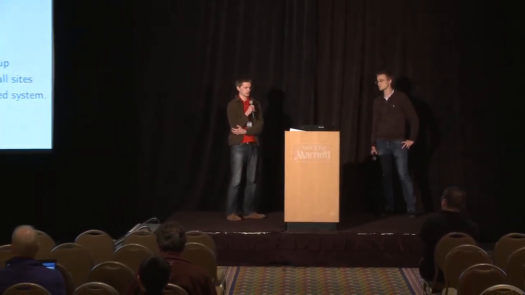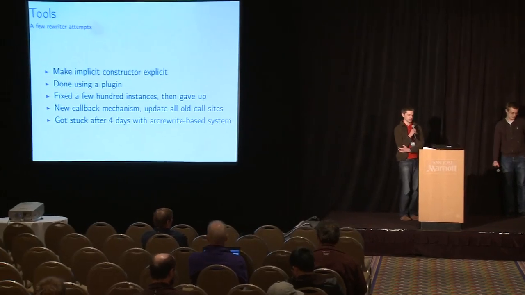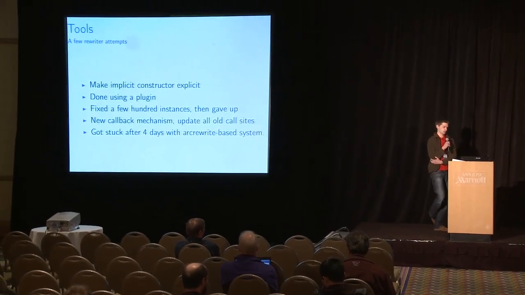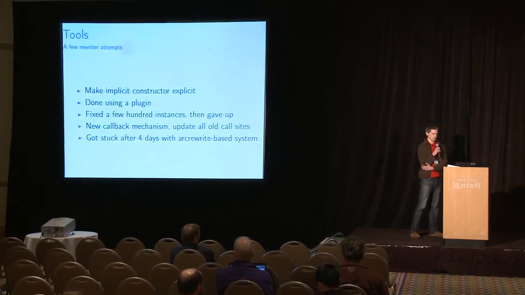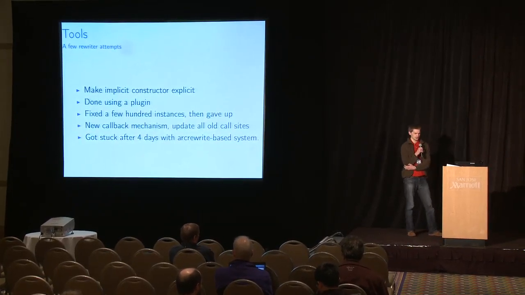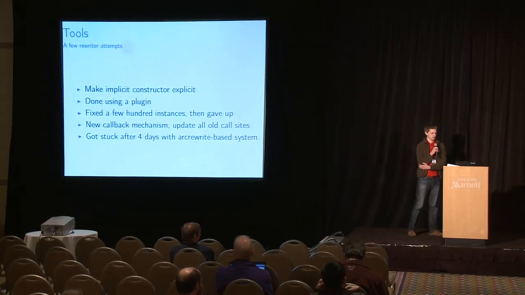Right. So these plugins both looked at the code and issued warnings, but we also wanted to do rewrites. For instance, we had this smart pointer class, and we wanted to replace all the implicit constructor calls and make them explicit. We figured this should be pretty easy to do with a plugin. And it worked well at first. We fixed a couple of hundred instances, but then we ran into trouble and eventually had to give up because it turned out to be actually too hard for us.